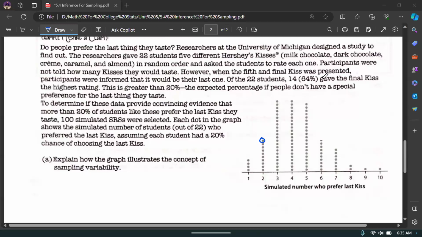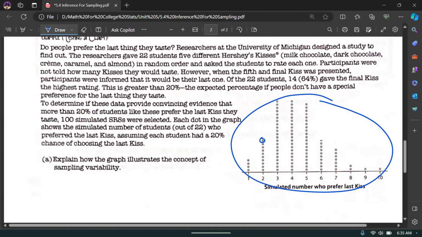All right. So let me try to again go off what we're trying to do here. In these 100 trials, this is a simple random sample. These trials assume that people do not have a preference. These are the likelihoods of them preferring the last kiss as their favorite. The dot that I circled shows one of those trials of 22 students, again a made up trial, where 2 of the 22 students preferred the last kiss. This is by random chance. This is not an actual trial.